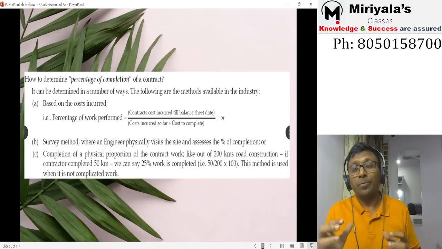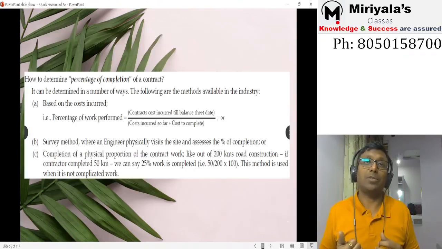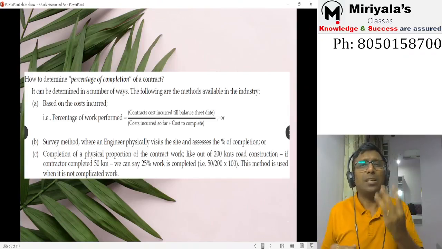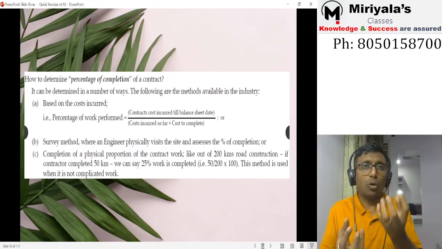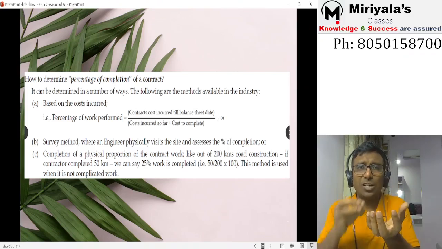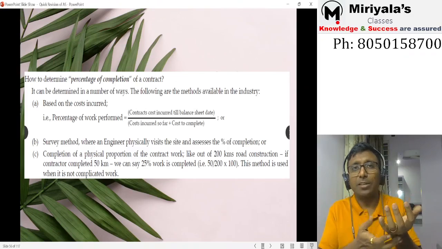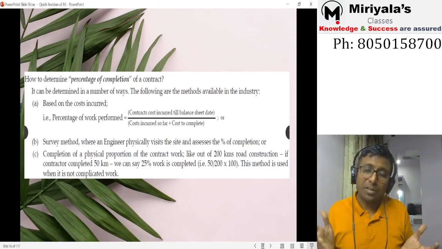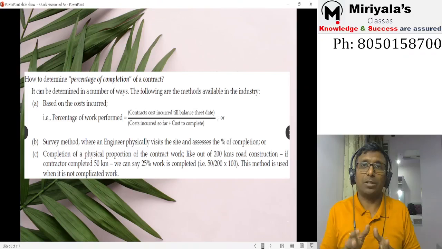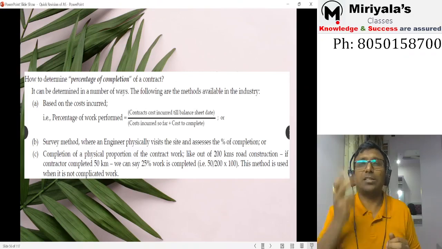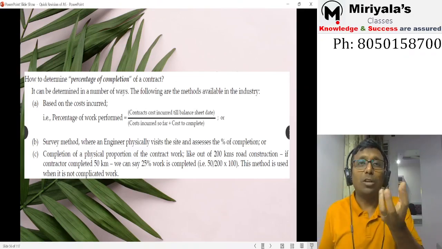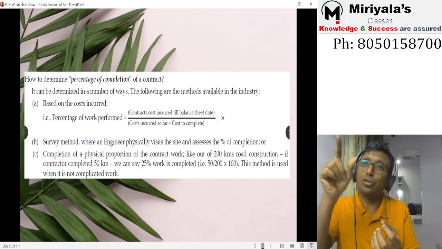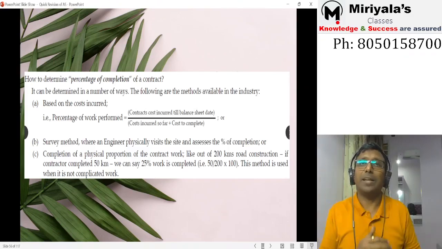Let's go to how you recognize percentage completion method. How do you determine the percentage? There are 3 methods. First is the cost basis. Cost basis means the total cost you have incurred till date divided by the total estimated cost to complete the project, into 100, gives the percentage completion. That percentage will be applied on the total contract revenue, and that should be taken to profit and loss statement as sales.